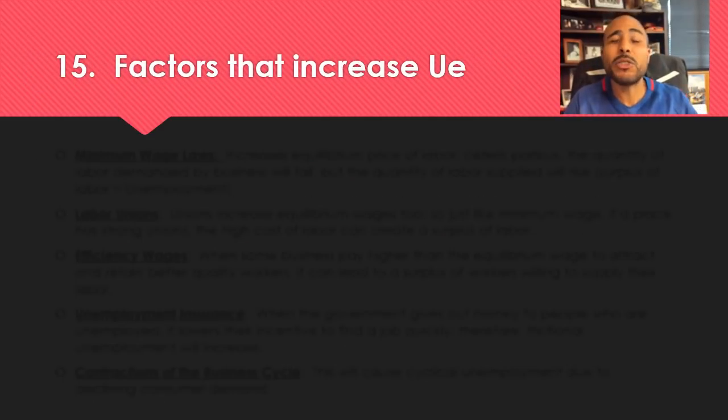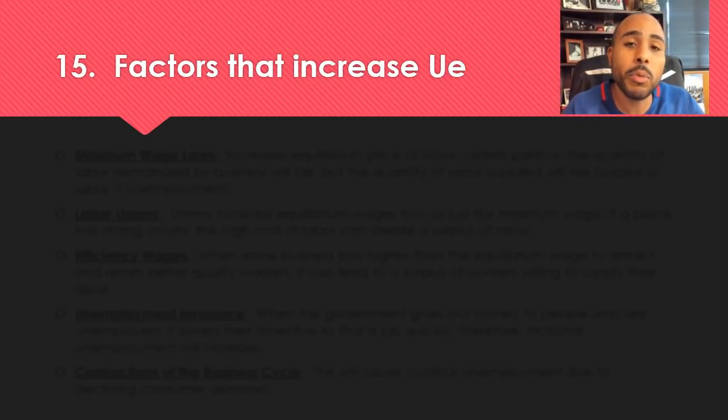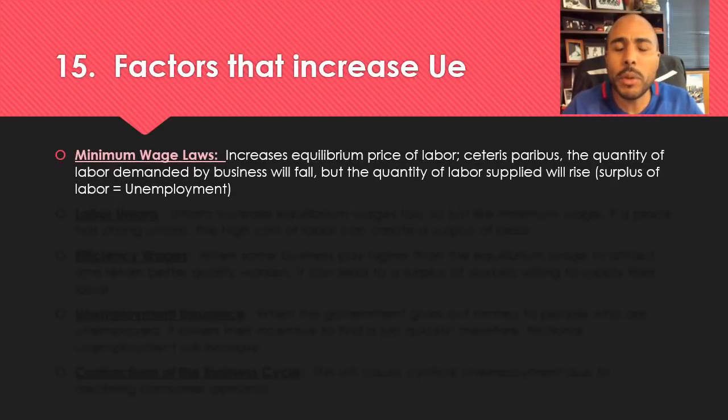All right, factors that can increase unemployment. There are a couple different things that economists recognize as possibly causing unemployment to increase. The first one would be minimum wage laws. Whenever the government institutes a price floor on the labor market, like a minimum wage law, it increases the equilibrium price of labor. So just think about that graph we drew, the supply and demand graph, where we had our price floor. Remember, price floor is always above equilibrium.